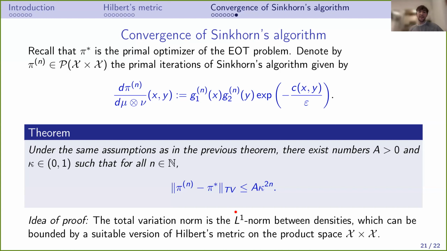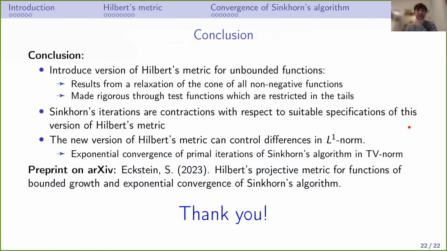So, the idea is simply what I showed you earlier, that this version of Hilbert's metric is enough to control the L1 norm between different functions. And of course, total variation norm is basically just the L1 norm between densities. So in this way, convergence in the Hilbert metric also gives us convergence in total variation norm. Okay, and that's already what I wanted to talk about.